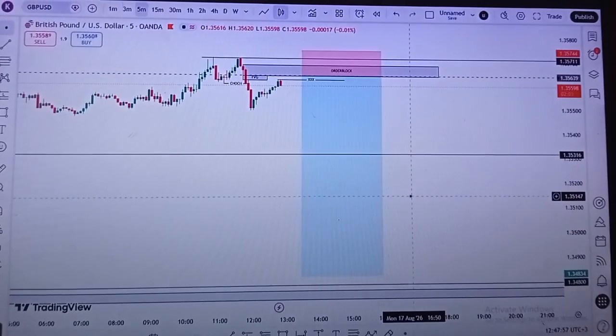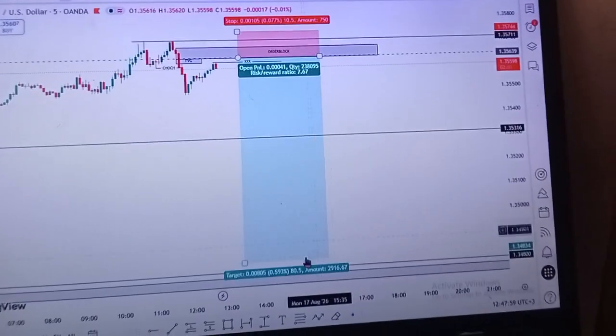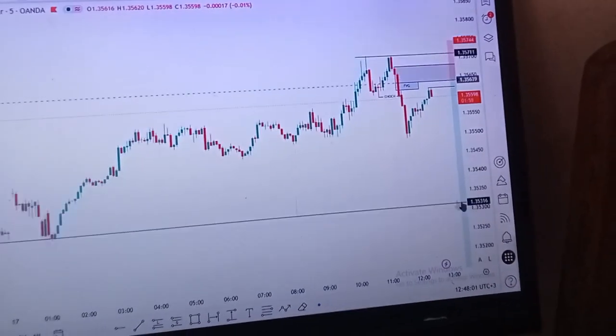So this is all for now. I'll just keep you guys updated. I think these are the only pairs I'm going to trade for the day.